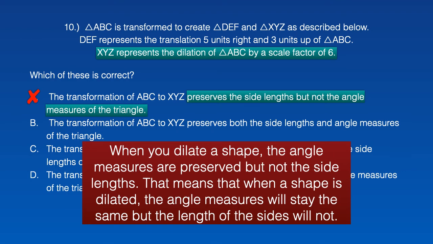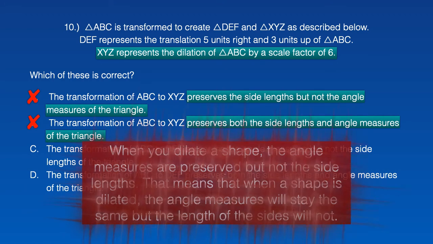All right, let's look at answer choice B. The transformation of ABC to XYZ preserves both the side lengths and angle measures of the triangle. And no, that's not the case. If we're dilating it by a scale factor of 6, that means that the length of the sides is not going to stay the same. It's not going to be preserved. So that answer choice is wrong. Okay, so now let's look at our next options.